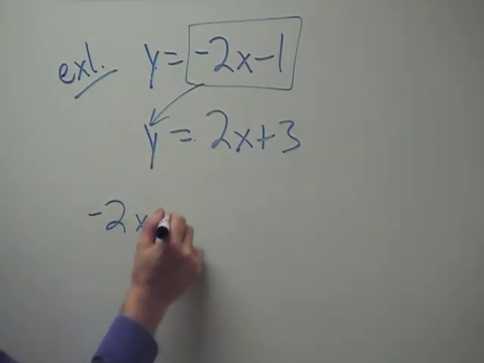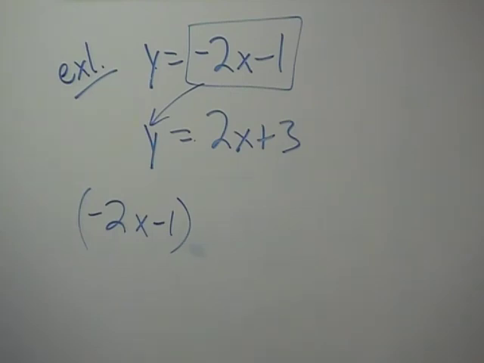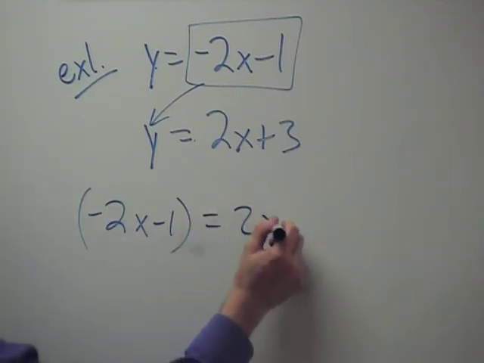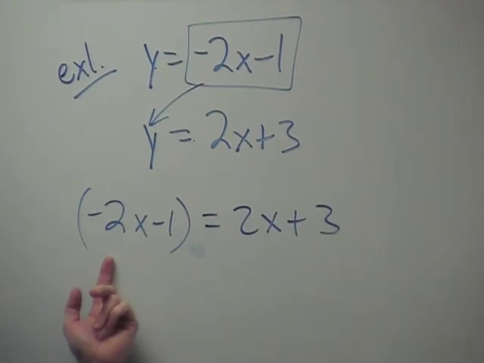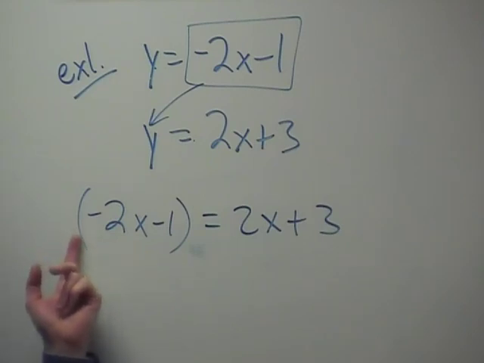So I'm substituting here negative 2x minus 1. Let's put parentheses around what we're substituting. We always put parentheses around anything that we substitute. And that equals 2x plus 3. Now we have an equation like you did last week. Now, is there anything I need to distribute on this parentheses? Is there anything on the outside that I have to multiply by? There's only a 1 out here, which means I don't need the parentheses at this point.